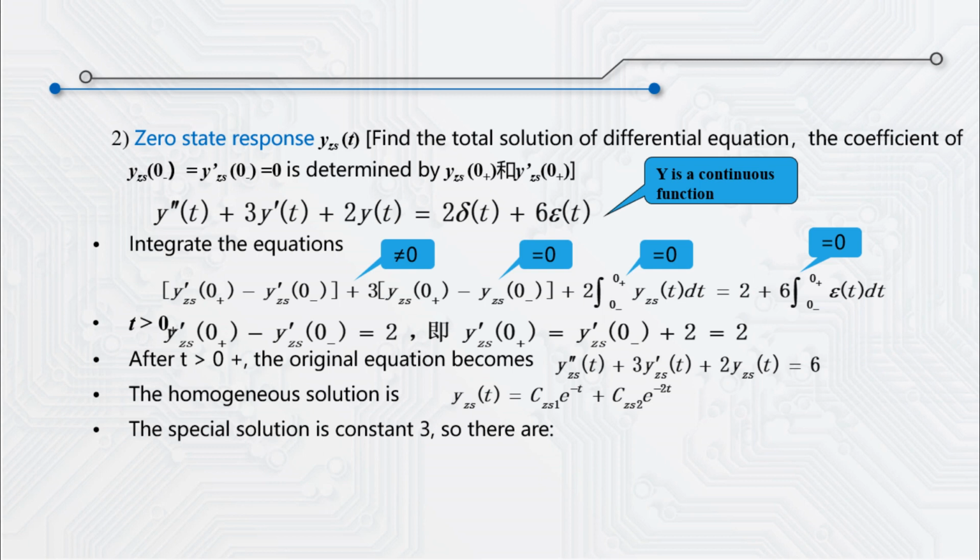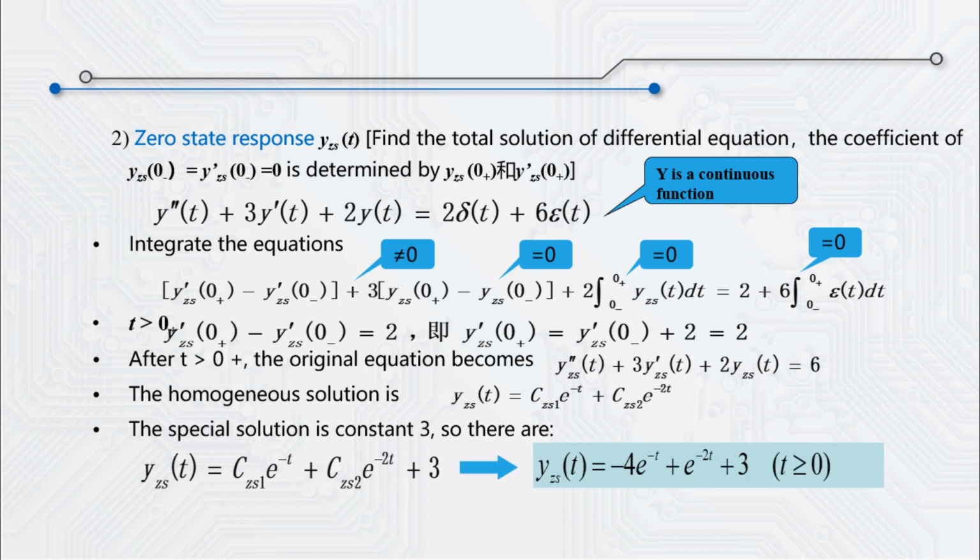Since t is greater than 0 plus, the right end of the equation is 6, so we can find that the special solution is equal to 3. Using the initial values of the system, we can get the undetermined coefficients C_zs1 and C_zs2, which are -4 and 1 respectively. Finally, we get the solution of the zero state response, equal to -4e^(-t) plus e^(-2t) plus 3. This is the result of the zero state response.